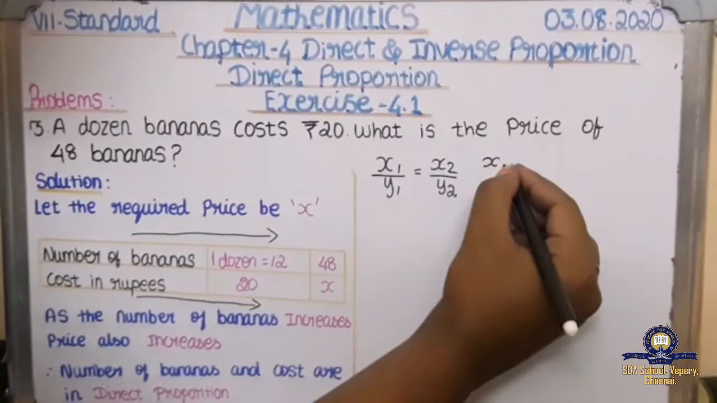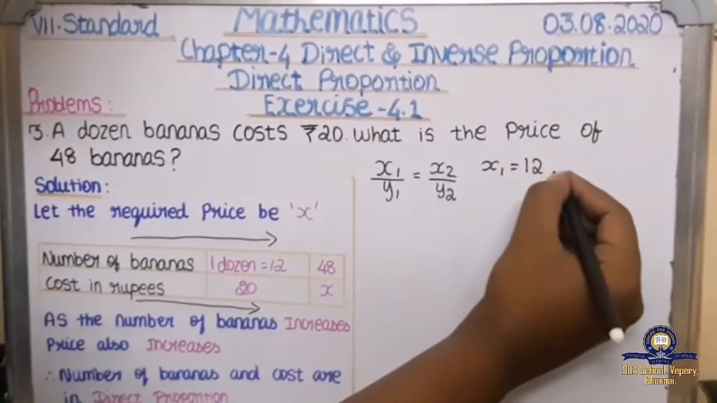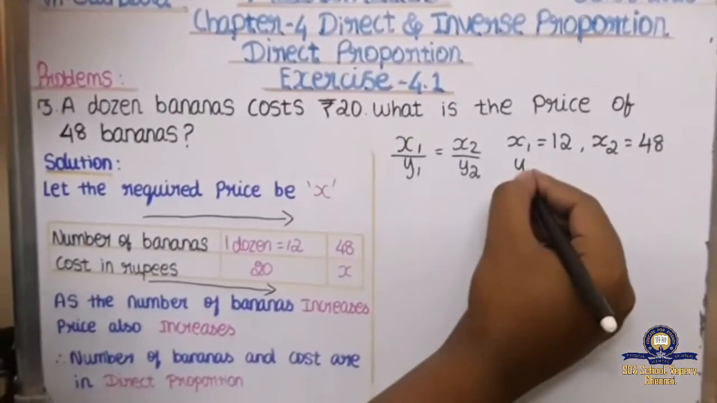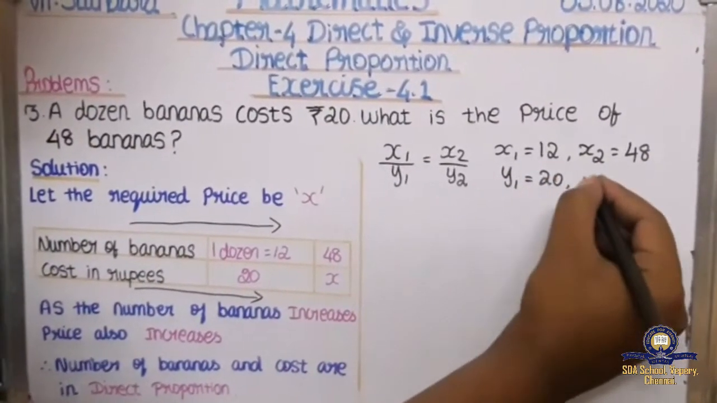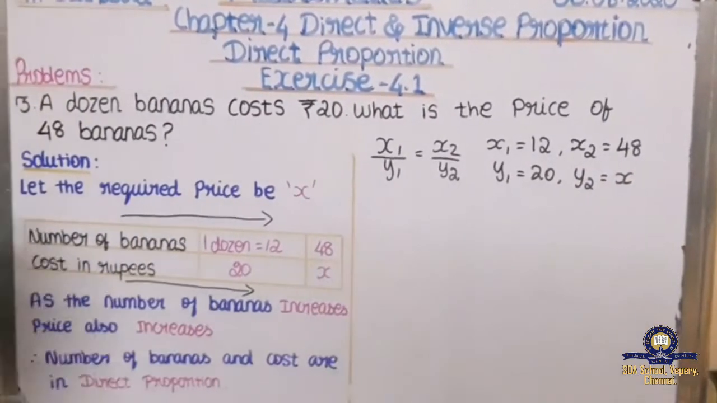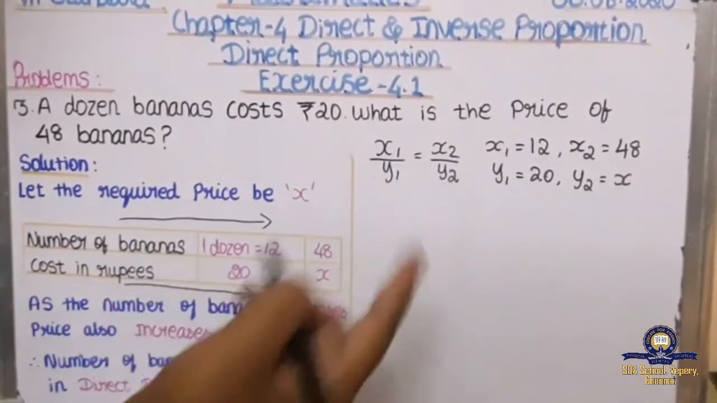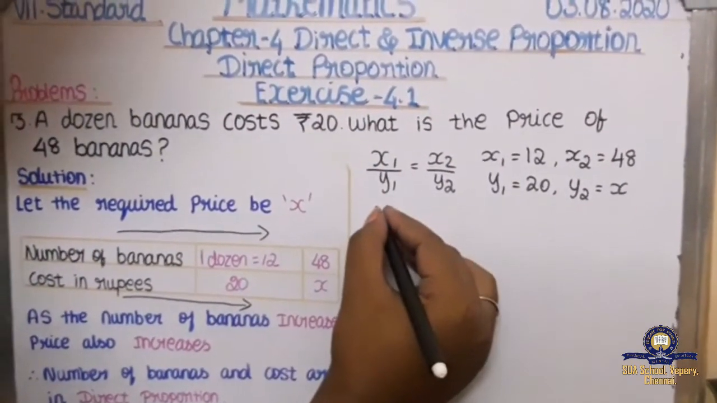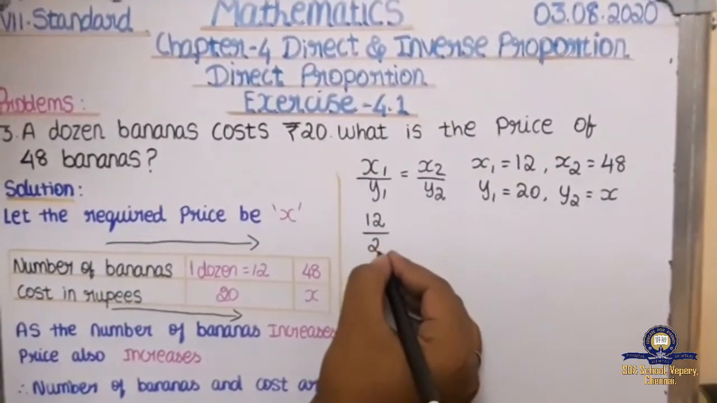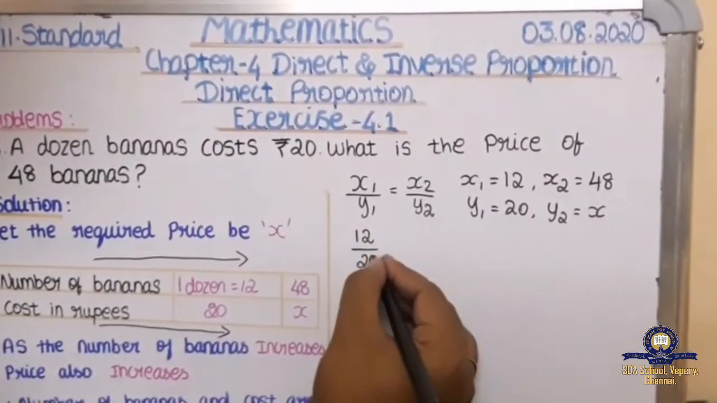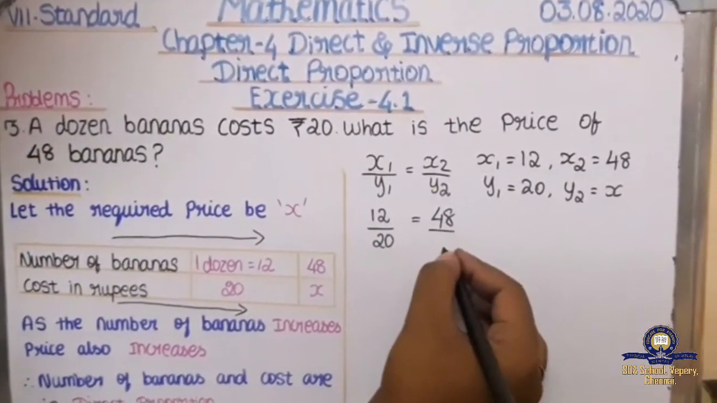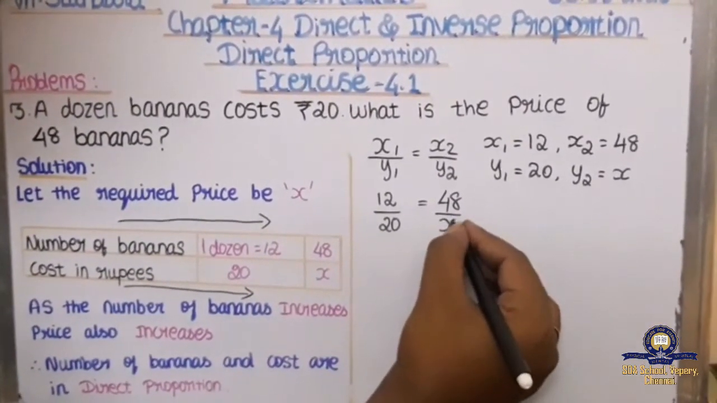So x1 is equal to 12, x2 is equal to 48, y1 is equal to 20 and y2 we need to find, so it is denoted as x. Now we know the values, now we substitute in this. x1 is equal to 12, y1 is equal to 20, x2 is equal to 48 and y2 we didn't know, so we denoted it as x.